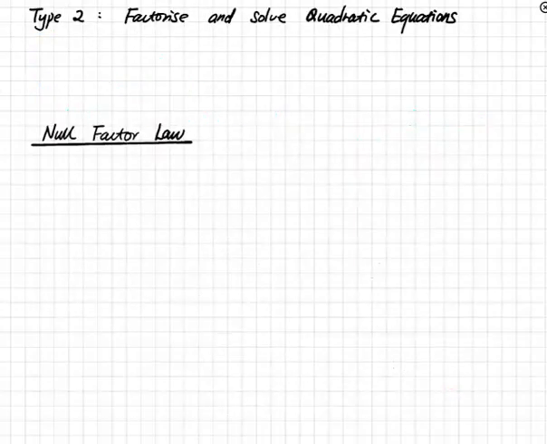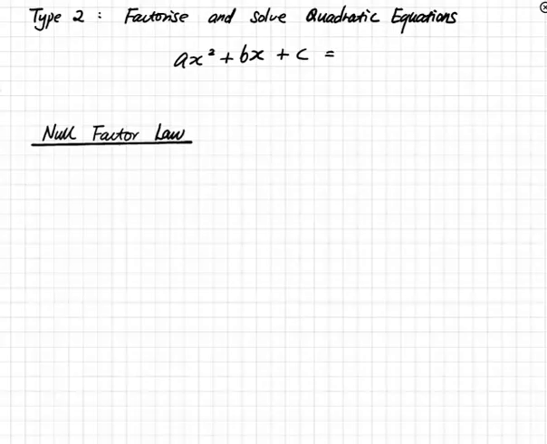Let's have a look at the second case, which we call factorize and solve quadratic equations. But for this case, you do have the ax squared term plus bx. So bx will appear in your question, and then plus c, a constant, equal to 0. And sometimes this constant is on the other side, sometimes the bx term is on the other side as well. But before we start, we're going to look at one thing that is called Null Factor Law.